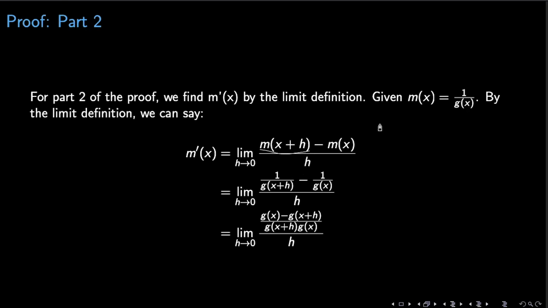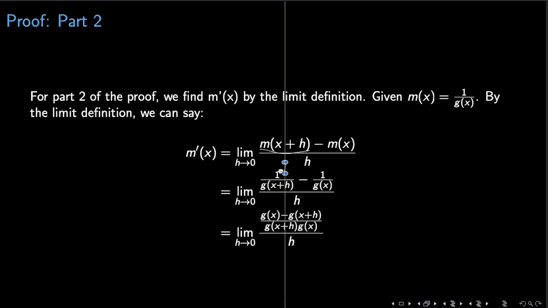So m of x plus h is equal to 1 over g of x plus h, and m of x is just 1 over g of x, all over h. Now if we combine these two fractions, we get g of x minus g of x plus h over g of x plus h times g of x. This is just basic algebraic manipulation. So we get the following.